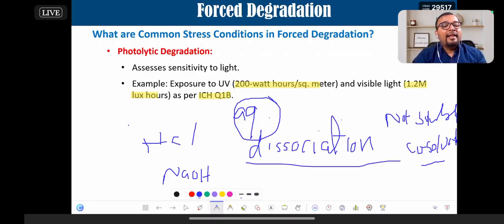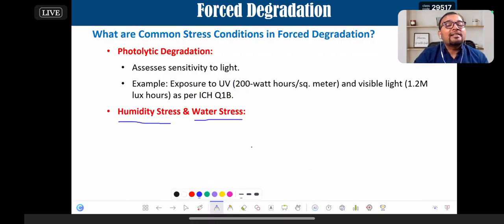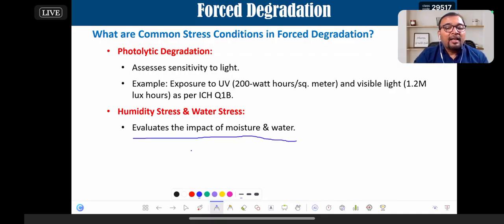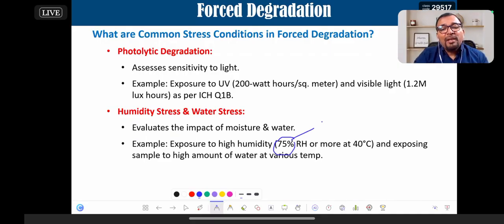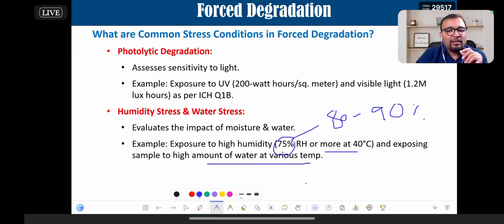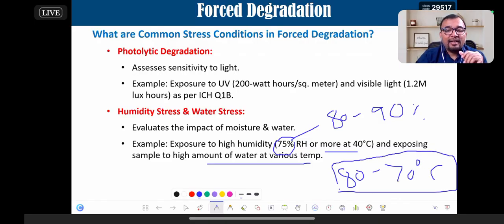So what is next? The next one is humidity stress testing and water stress testing, to evaluate the impact of moisture and water on the drug product. Generally 75%, or maybe 80% or 90% humidity is preferred for humidity testing, maybe at 40 degrees Celsius or at room temperature also. Another condition is to put the sample inside water and heat at an elevated temperature, maybe 80 or 70 degrees Celsius. These studies can be conducted separately.